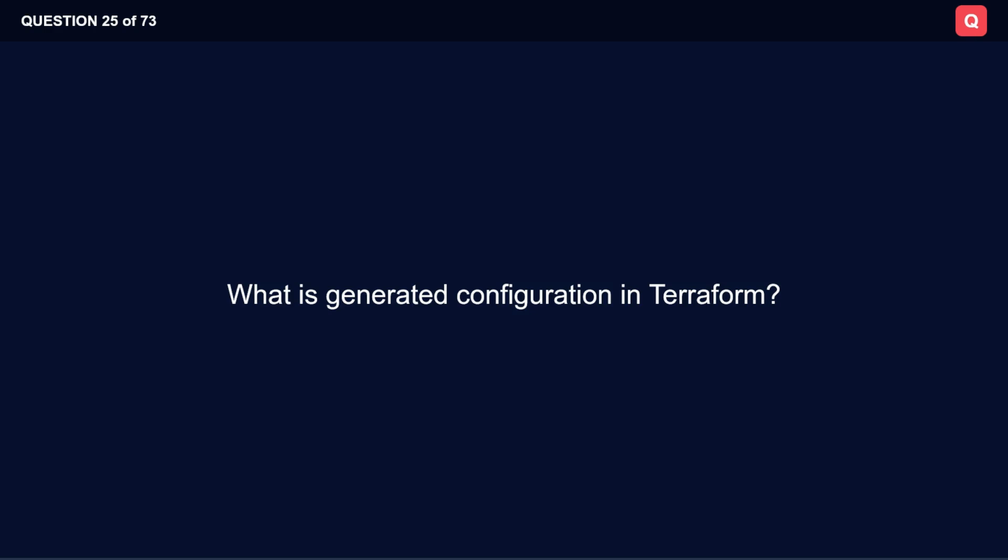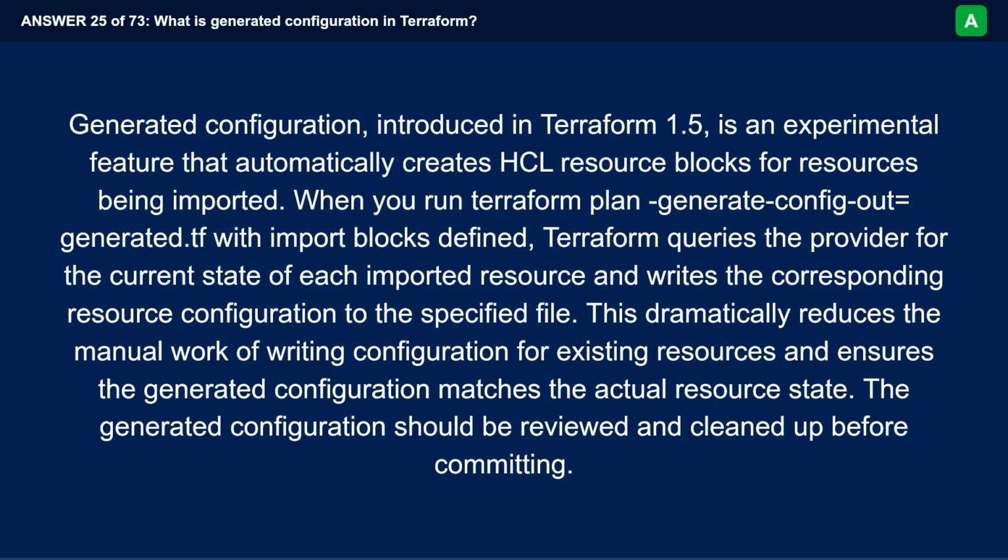What is generated configuration in Terraform? Generated configuration, introduced in Terraform 1.5, is an experimental feature that automatically creates HCL resource blocks for resources being imported. When you run terraform plan -generate-config-out=generated.tf with import blocks defined, Terraform queries the provider for the current state of each imported resource and writes the corresponding resource configuration to the specified file.